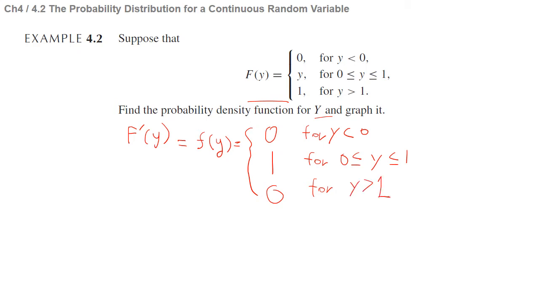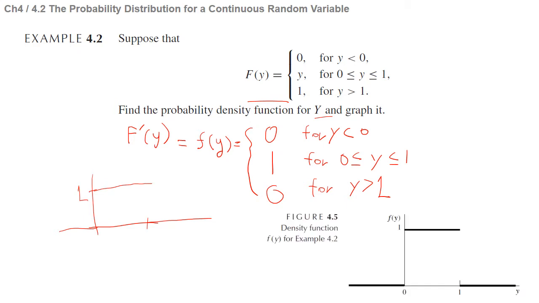So if you draw the graph for it, for y less than 0, it's 0, and from y equals 0 to 1, it's 1, and for y greater than 1, it's 0. So this is the graph for this example.